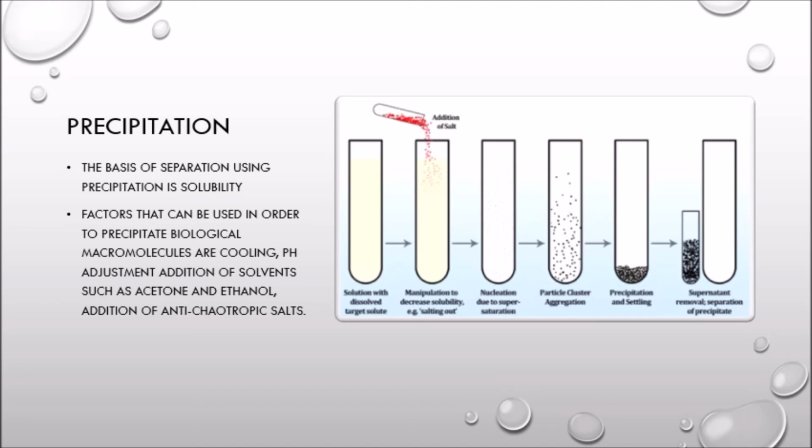Next is the precipitation. To purify the obtained extracts, precipitation was performed with toxin pretreatment. Precipitation is a known method for purifying proteins and nucleic acids. The basis of separation via precipitation is solubility. Factors that can be used to precipitate biological macromolecules are cooling, pH adjustments, addition of solvents, and addition of chaotropic salts and anti-chaotropic salts.